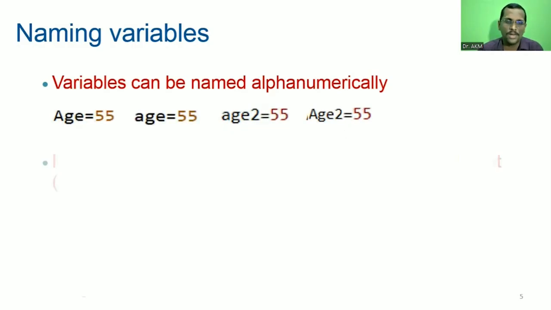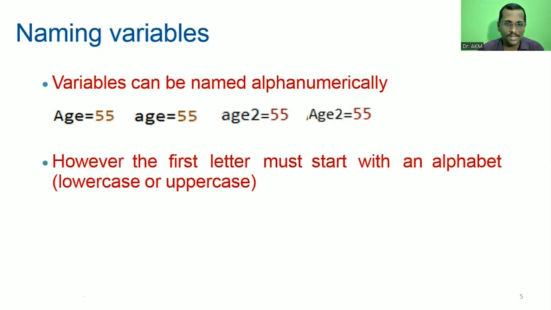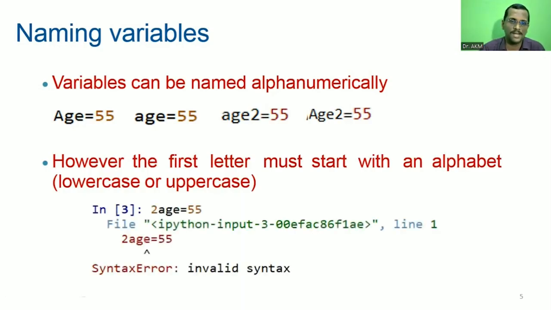It is acceptable. However, the first character of a variable must start with an alphabet. You must not start with digits or an underscore symbol. For example, if you look at the given example, the variable name 2age: age2 is acceptable, whereas 2age is not acceptable as a variable name. It gives an invalid syntax error.